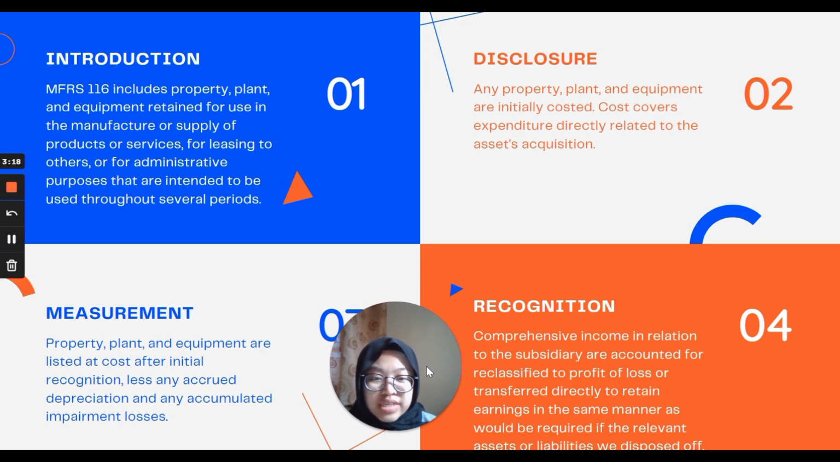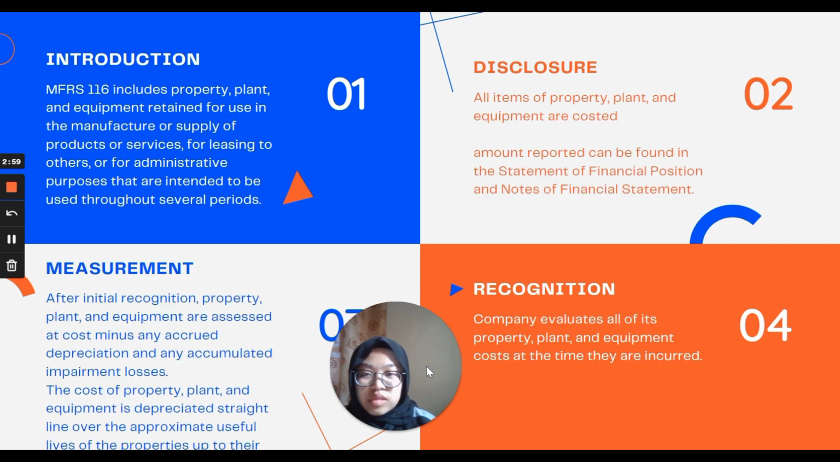The next one is recognition. Comprehensive income in relation to the subsidiary is accounted for, reclassified to profit or loss or transferred directly to retained earnings in the same manner as would be required if the relevant assets or liabilities were disposed of. MFRS 116 includes property, plant and equipment retained for use in the manufacture or supply of products or services, for leasing to others, or for administrative purposes that are intended to be used throughout several periods.